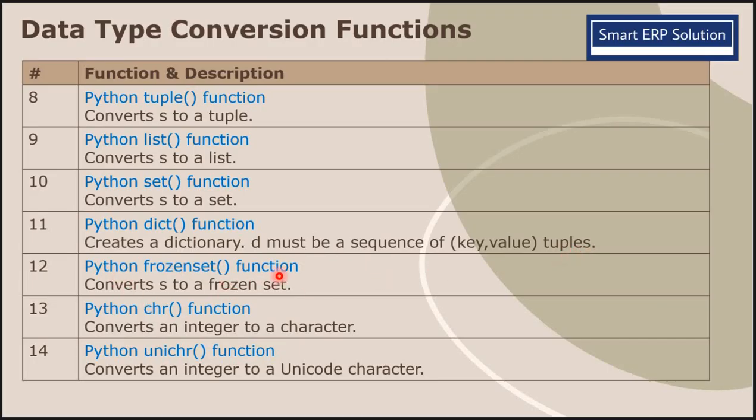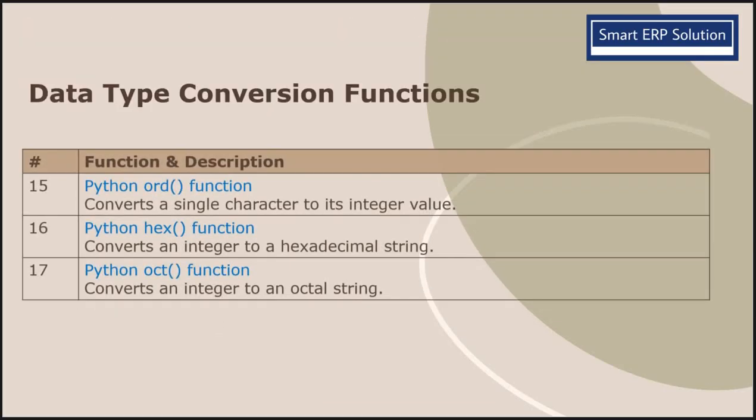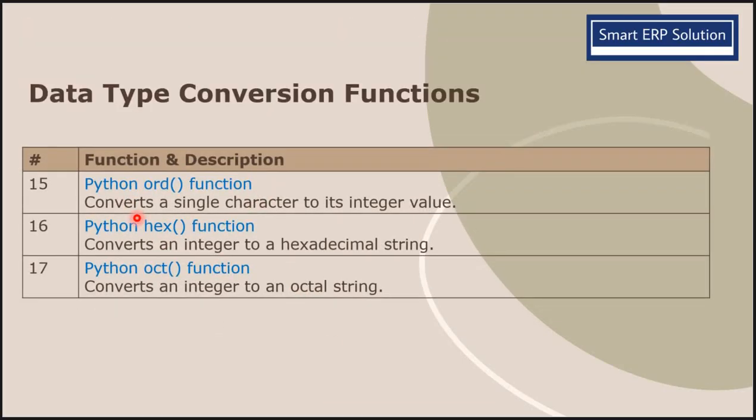Python frozenset function. It converts s to a frozen set. Python chr function. It converts an integer to a character. Python unichr function. It converts an integer to a Unicode character. Next, Python ord function. It converts a single character to its integer value. Python hex function. It converts an integer to a hexadecimal string. Python oct function. It converts an integer to an octal string.